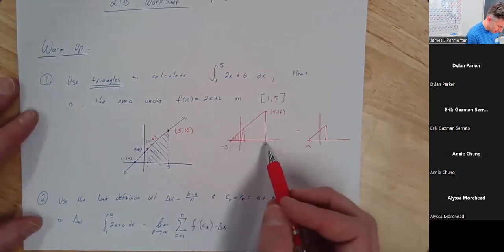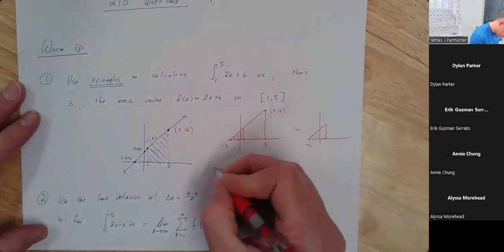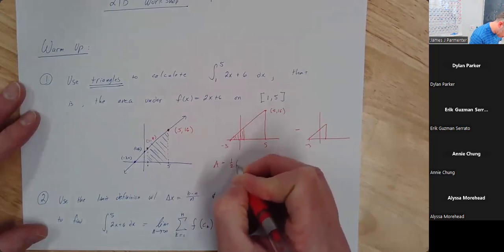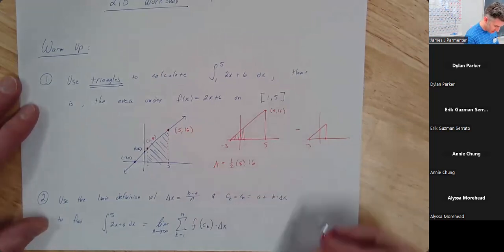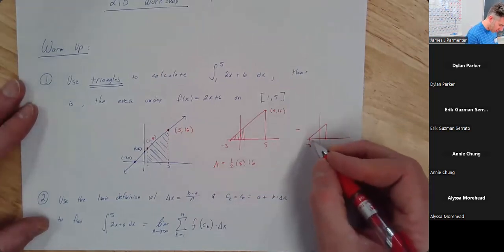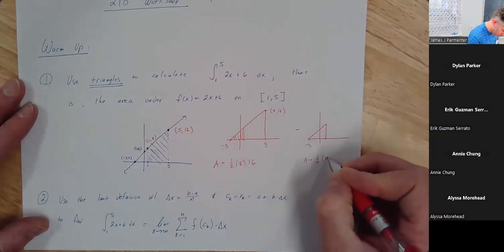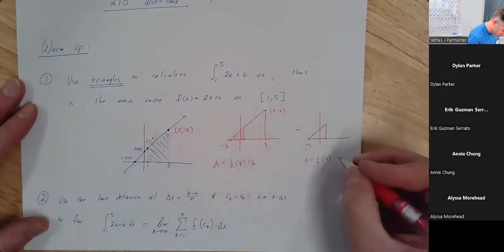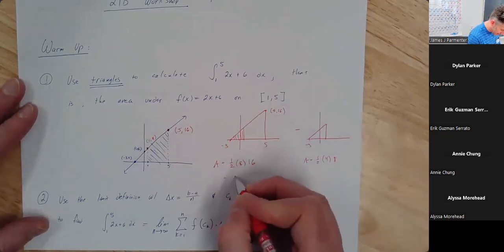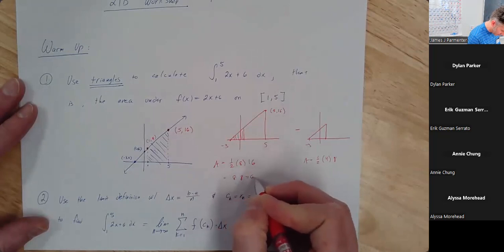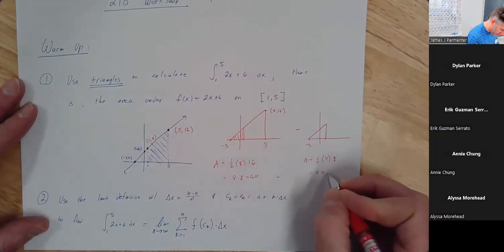This bigger triangle has a base of -3 to 5, which is 8. So it's 1/2 base, which is 8, times the height, which is 16. And the smaller triangle has a base from -3 to 1, which is 4. So the area here is going to be 1/2 times the base, which is 4, times the height, which is 8. So 1/2 of 16 is 8, times 8, which is 64, minus 1/2 of 8 is 4, times 4, which is 16.